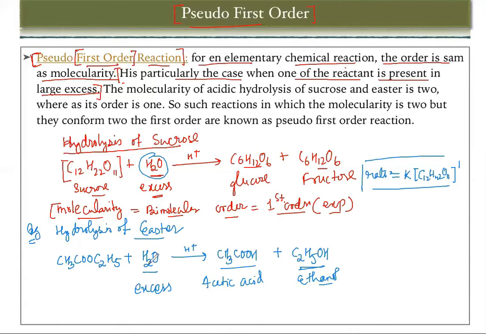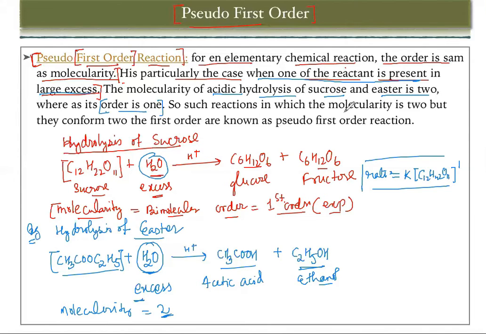Now, in both cases, one of the components is present in the excess amount. So when one of the components is present in excess, the molecularity of acidic hydrolysis of sucrose and ester is 2, right? You can see here what the molecularity is. So molecularity is equal to 2. Why? Because in this reaction, two components have participated. That's why the molecularity is 2. But they will follow the first order reaction.